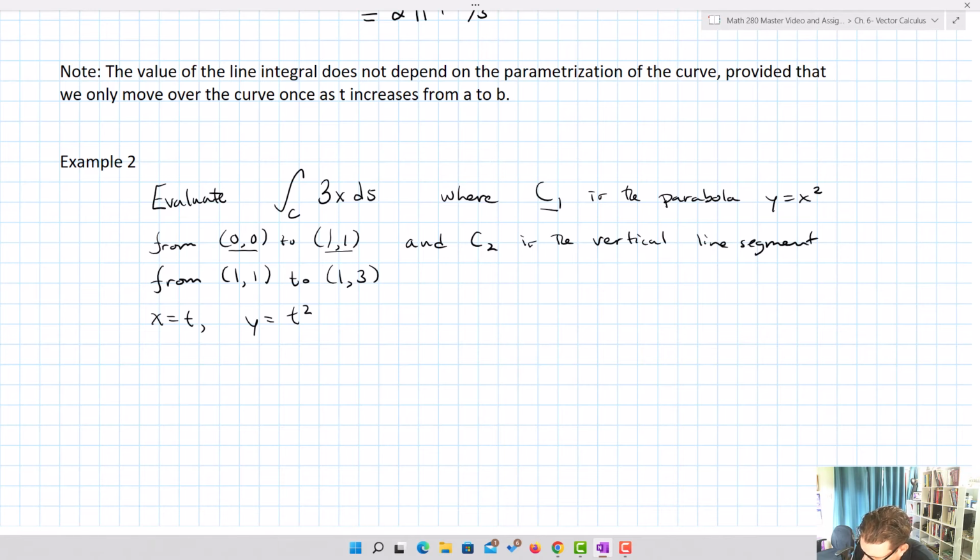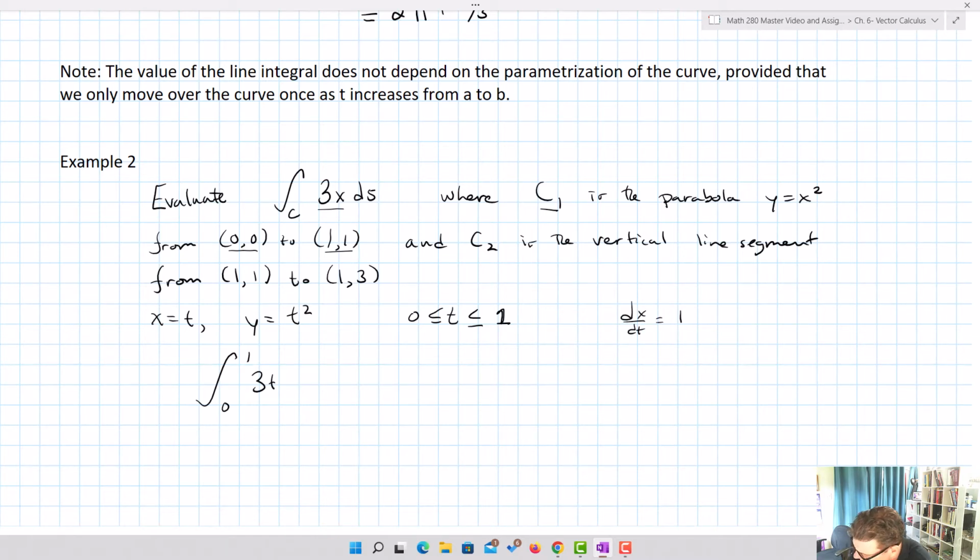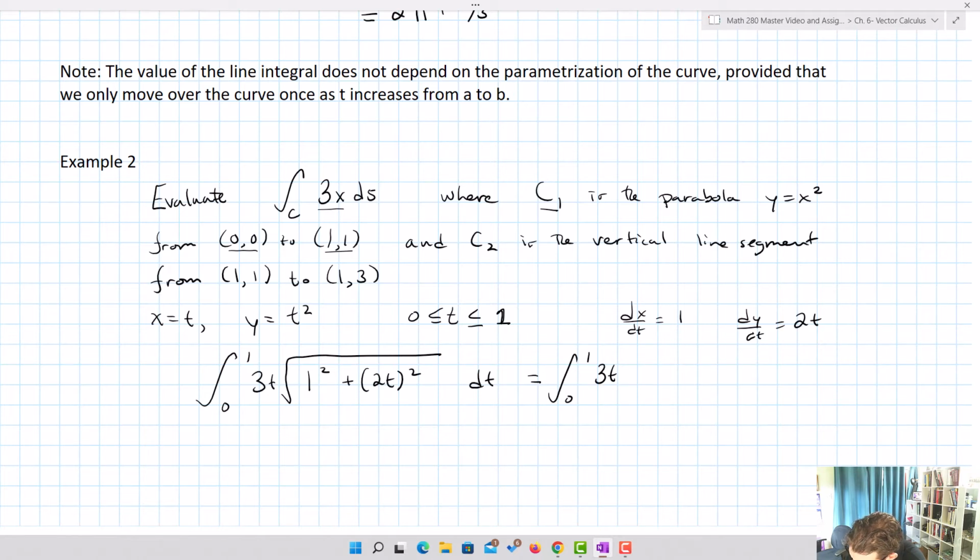Since we're going from (0, 0) to (1, 1), that means t is greater than or equal to 0 and less than or equal to 1. Our integral is then going to be from 0 to 1, and this is going to be 3t because x equals t. Now I need to find ds. My dx/dt is equal to 1, and my dy/dt is going to equal 2t. So my ds is the square root of 1 squared plus (2t) squared dt. This is then going to equal the integral from 0 to 1 of 3t times the square root of 1 plus 4t squared dt.